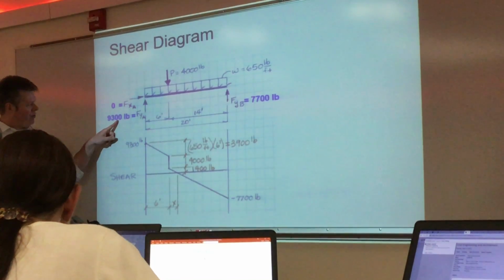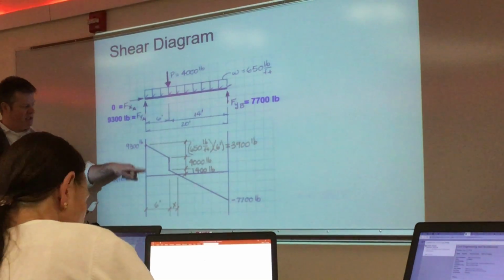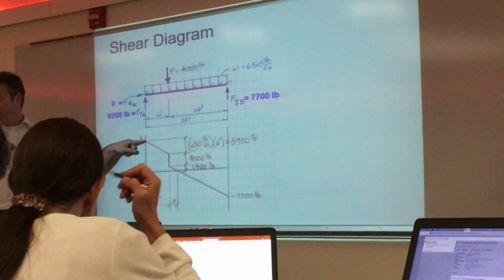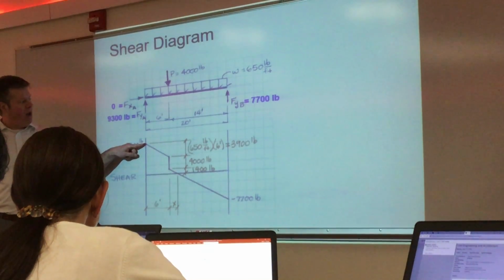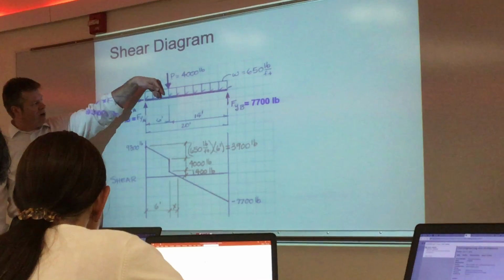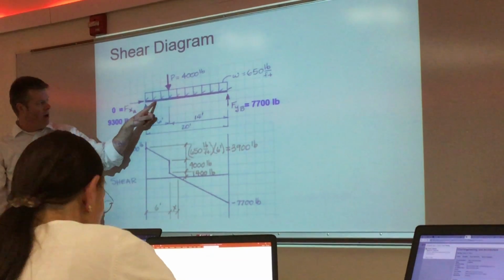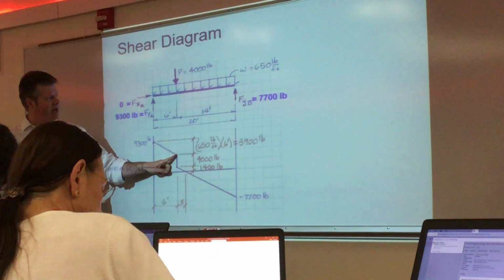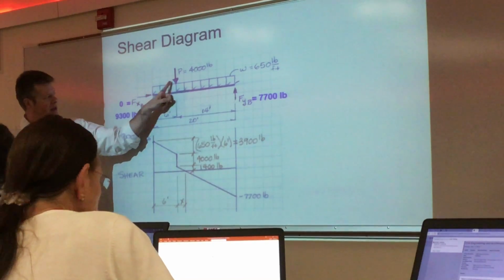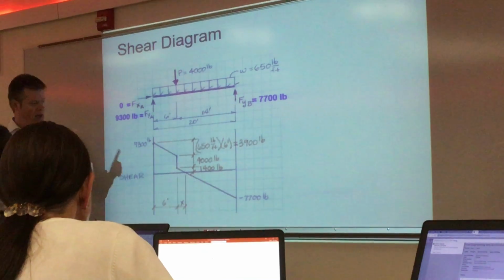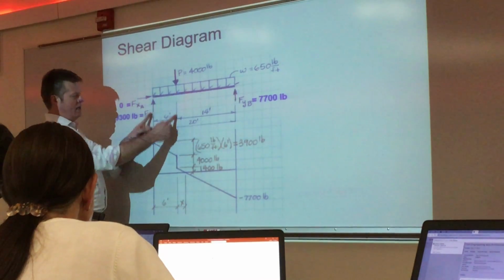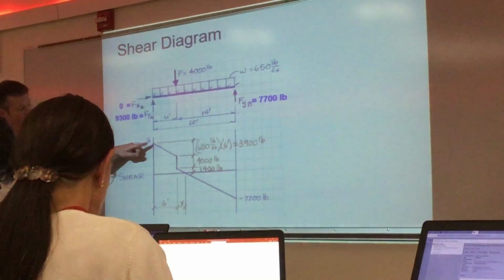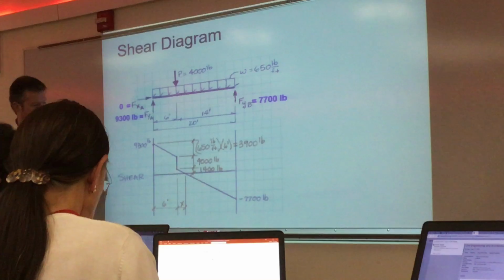We have FYA of 9,300 pounds. We start at 0. We spike up 9,300 pounds because at any concentration, it spikes up, reactions count. From that point forward, the uniform load is going to push the shear down, up to that point where something changes. It pushes the shear down by the area of the loading up to that point: 650 times 6.